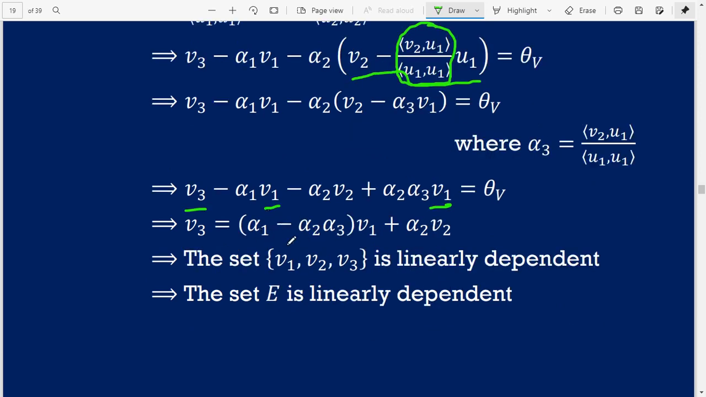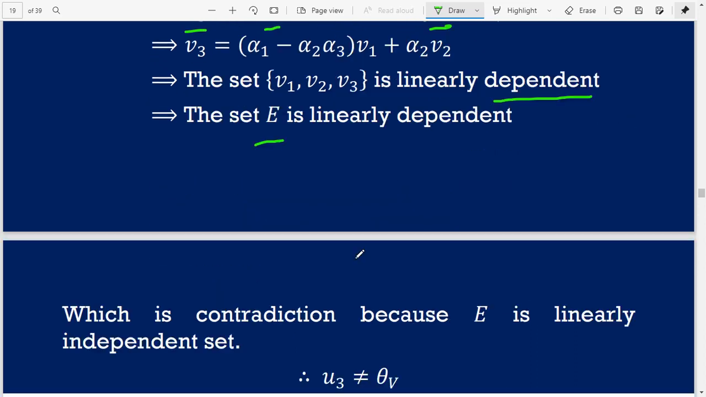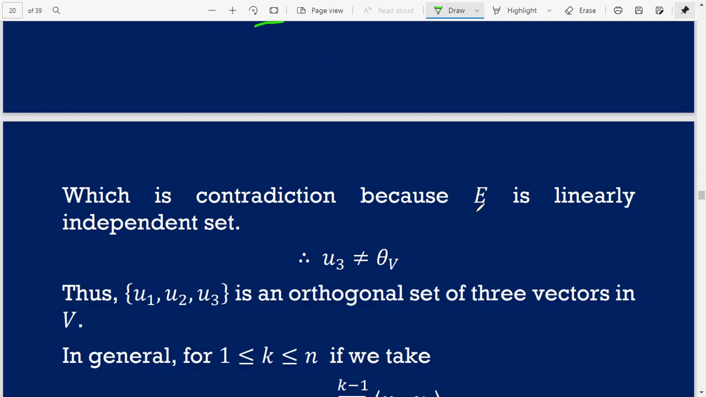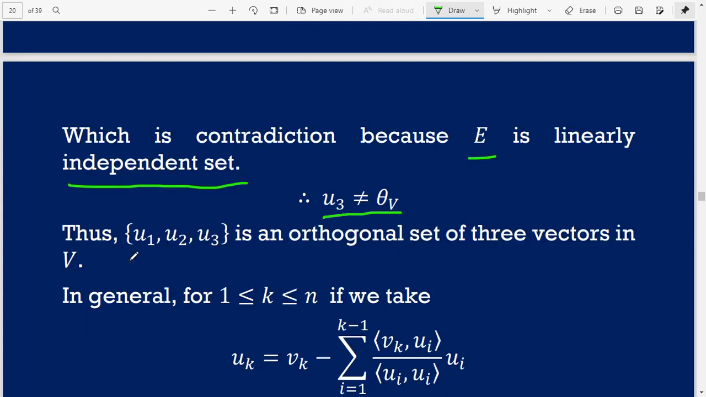So this set V1, V2 and V3 is linearly dependent, so E is linearly dependent, which is a contradiction because E is linearly independent. So U3 must be a non-zero vector. Thus U1, U2, U3 is an orthogonal set of three vectors in V.